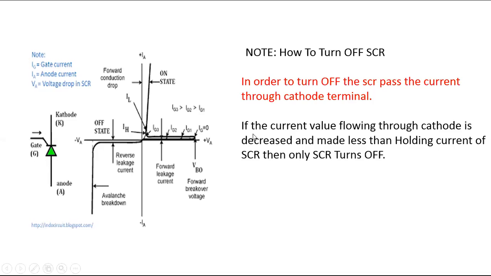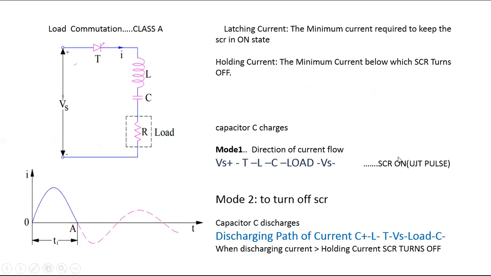You see the second line? If the current value flowing through the cathode is decreased and made less than the holding current, then SCR turns off. So you see what is the holding current definition? If you want to turn off the SCR, what do we have to do? Minimum current below which SCR turns off. You should send the current through the SCR to the cathode terminal, and that current should be greater than the holding current. Remember this point.